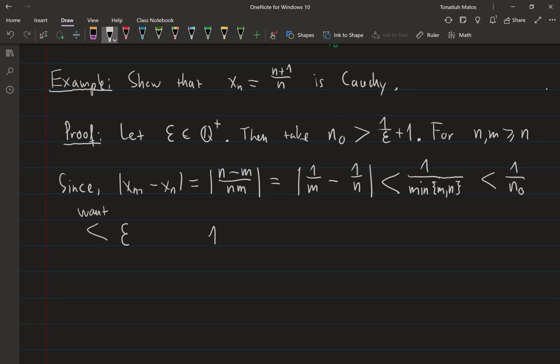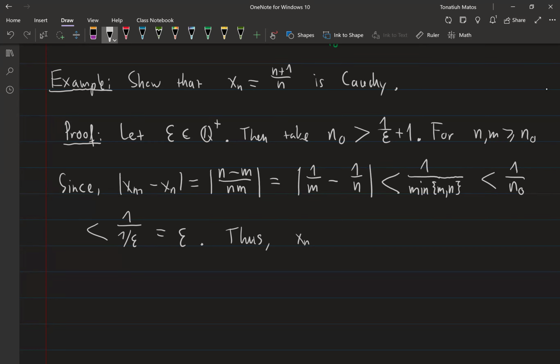Then why does this work? Well, if this is true, then 1 over n0 would be smaller than 1 over 1 over epsilon, which is of course epsilon, right? So we did this in a sort of reverse engineering kind of way. And this actually concludes the proof.